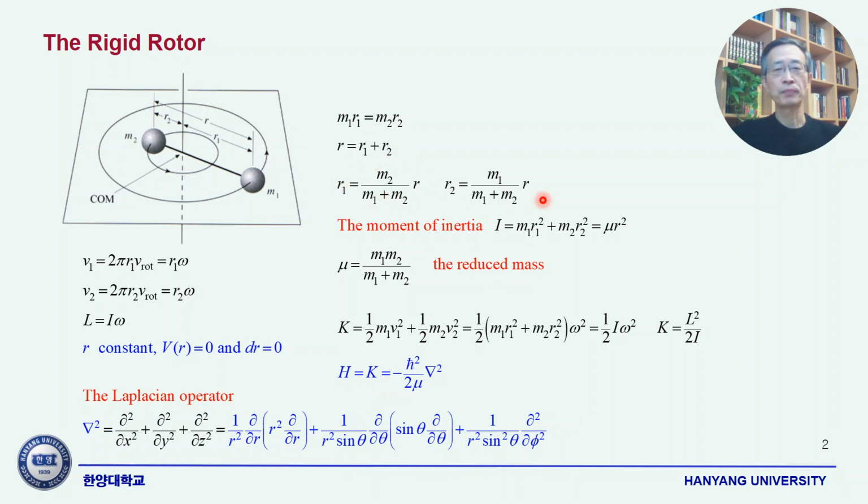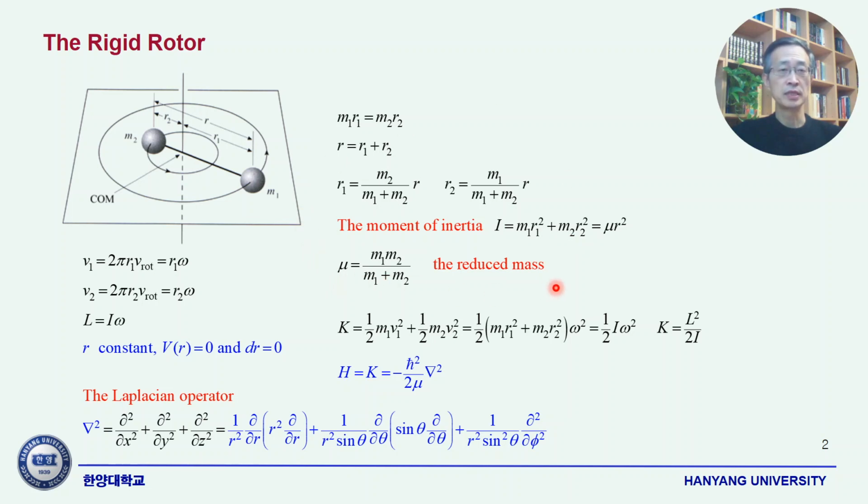And then R1 and R2 are given this way, and that defines the moment of inertia, which is I equals M1 R1 squared plus M2 R2 squared. And then we introduce the reduced mass, which is given here, and with the reduced mass, the moment of inertia is mu R squared. Okay, so we have done with this.